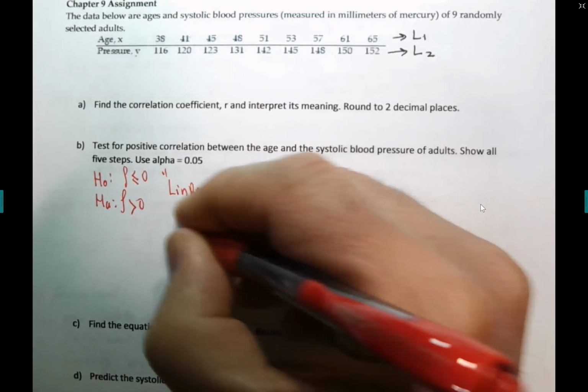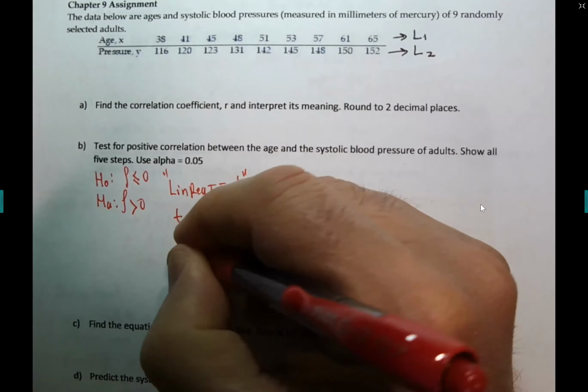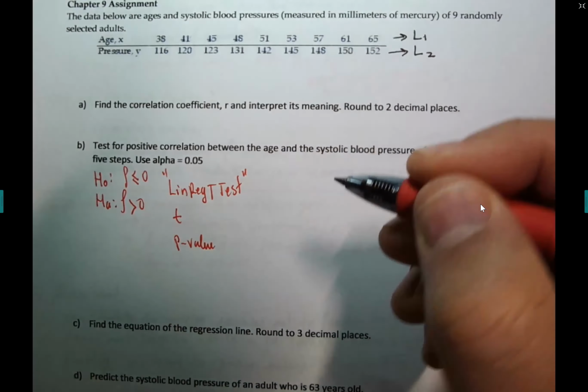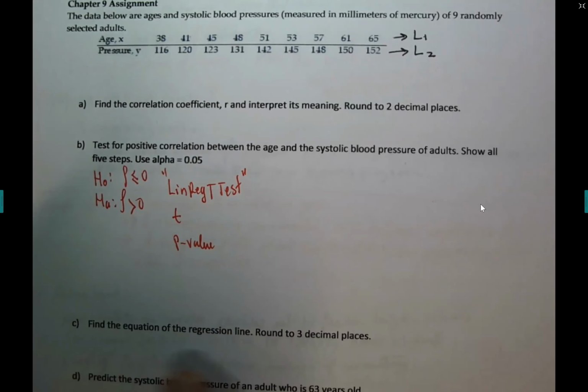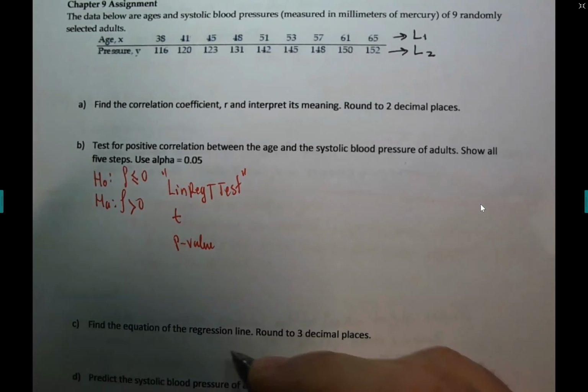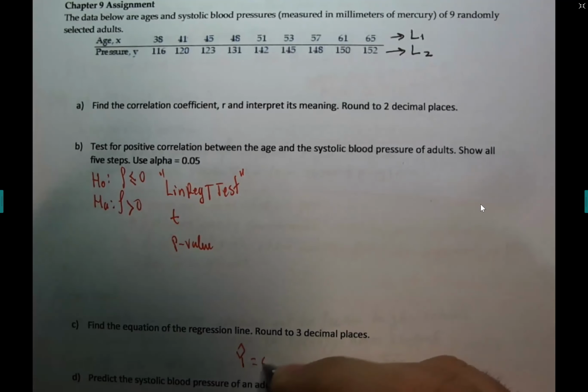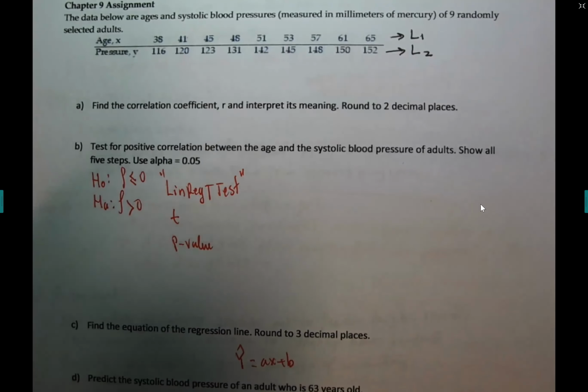And you're going to get t, you're going to get the p-value, and compare the p-value with alpha. If your p-value is less than alpha, you reject H0, and then you say there is enough evidence to conclude that correlation is significant. If p-value is more than alpha, you do just like in the practice assignment, there is not enough evidence to conclude that correlation is significant. C, find the equation of the regression line. It's y hat equals ax plus b.